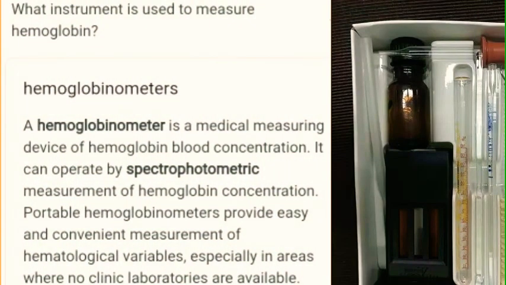So, what instrument is used to measure hemoglobin? A hemoglobinometer is a medical measuring device of hemoglobin blood concentration. It can operate by spectrophotometric measurement of hemoglobin concentration. A portable hemoglobinometer provides easy and convenient measurement of hematological variables, especially in areas where no clinical laboratories are available.